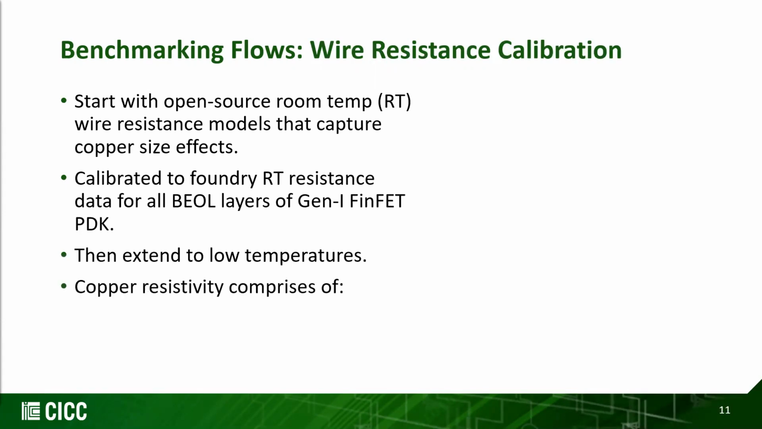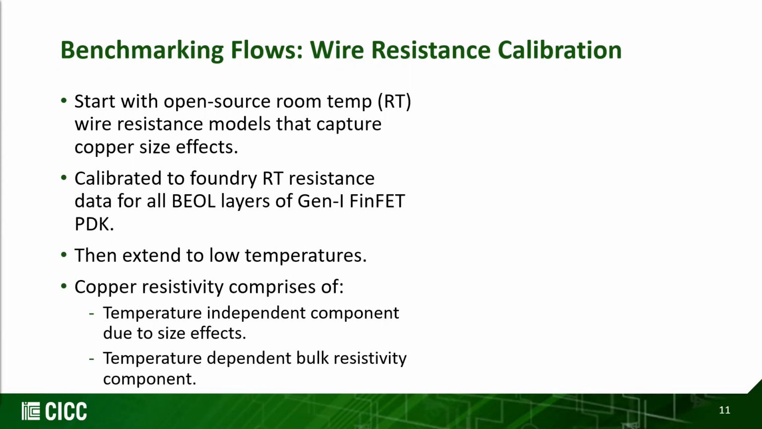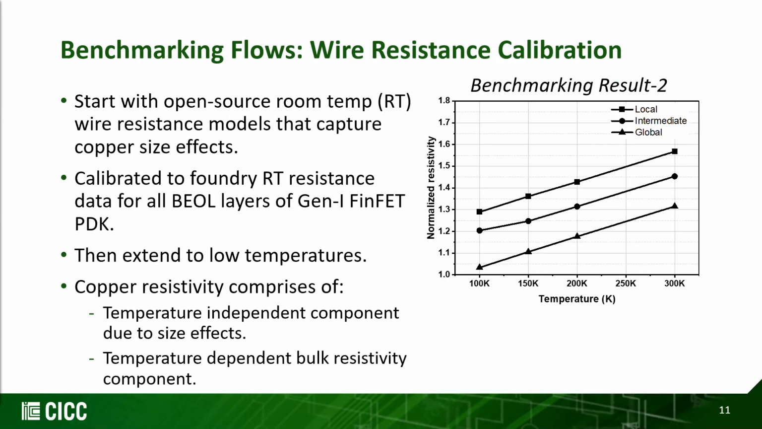The total copper resistivity comprises two components: a temperature-independent component due to size effects, which include surface scattering and grain boundary scattering, and the temperature-dependent bulk resistivity of copper. In this graph, we see the improvements in the resistivity of local, intermediate, and global interconnects. Higher metal layers have smaller size effect components than lower layers. Thus, we see larger improvements of 21% in the resistivity of global metal layers, that is M8 and above, than the local metal layers, which is around 18%.